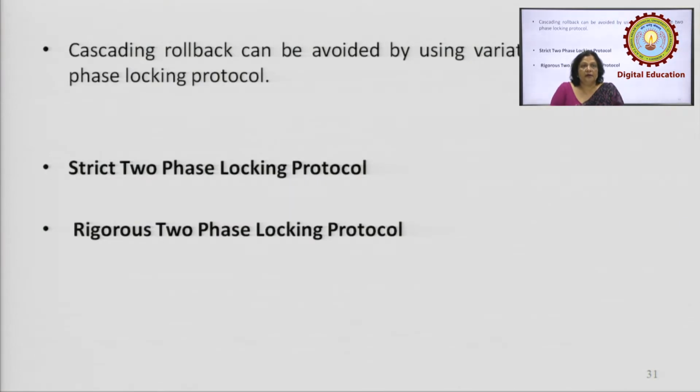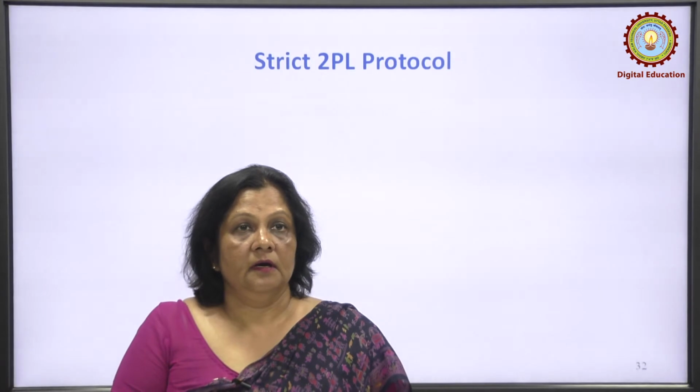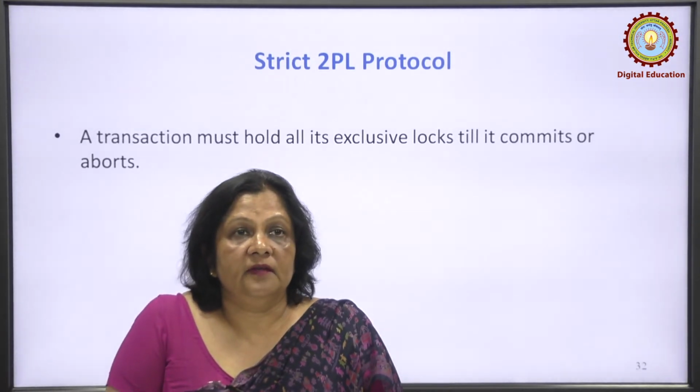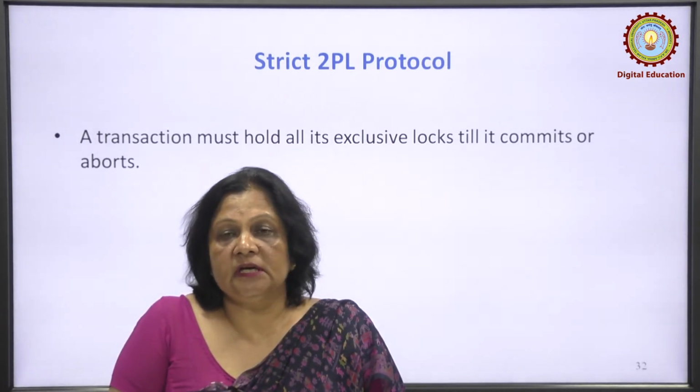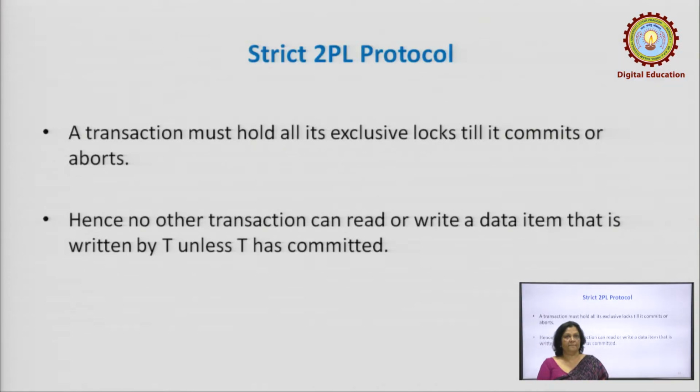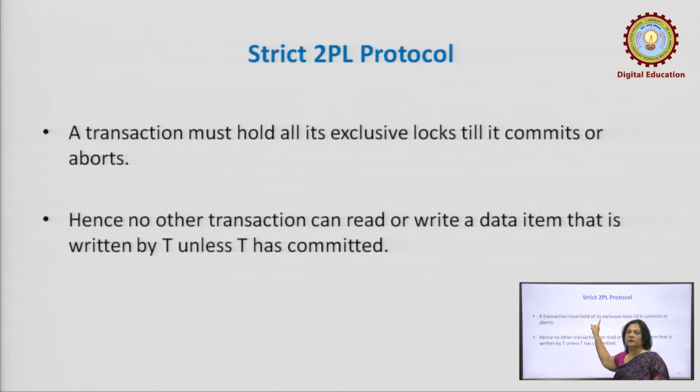Now, cascading rollback can be avoided using the variations of the two-phase locking protocol called the strict two-phase locking protocol and the rigorous two-phase locking protocol. A strict two-phase locking protocol is one where the transaction must hold all the exclusive locks till the transaction commits, and hence no other transaction can read or write the data item that is written by T unless T commits, because it is holding the exclusive lock on the data item till its commit.